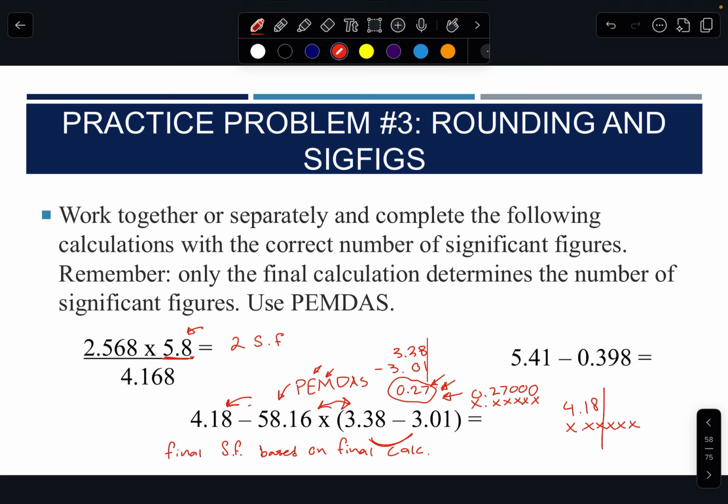And so now we can do our trimming. Now that we have given an extra few decimal places to this number here and this number here, our final calculation is where we do our sig figs. Okay? And so whatever this number is going to have only 2 decimals.